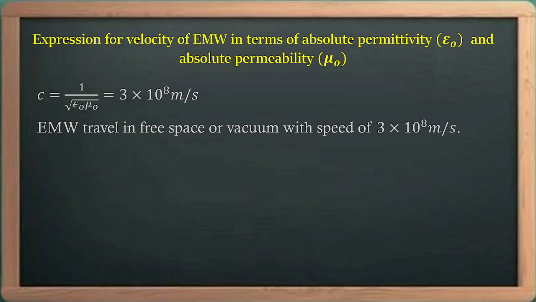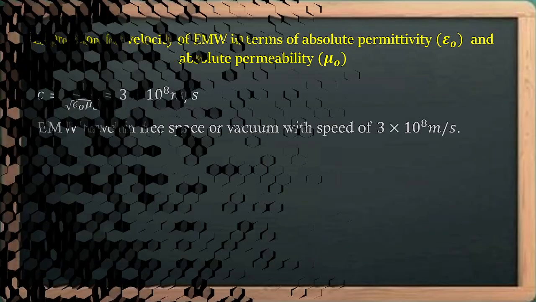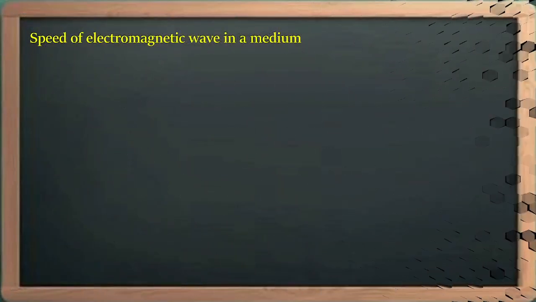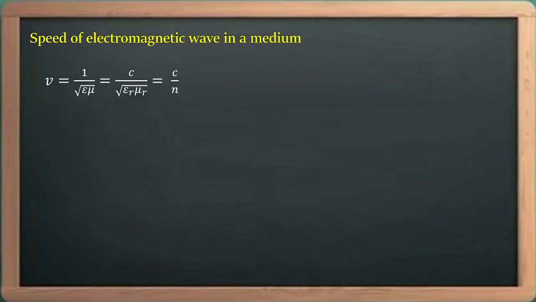So absolute permittivity and permeability. So that is C is equal to 3 into 10 to the power 8 meter per second. Next we have speed of electromagnetic wave in medium. In a medium, it will not be equivalent to C. There will be some change in the speed of the light when it enters a different medium of different refractive index.